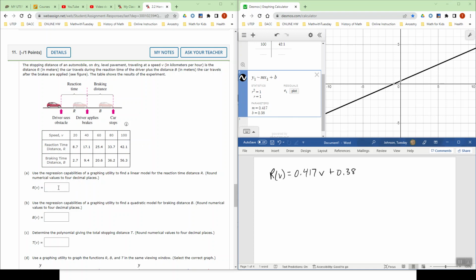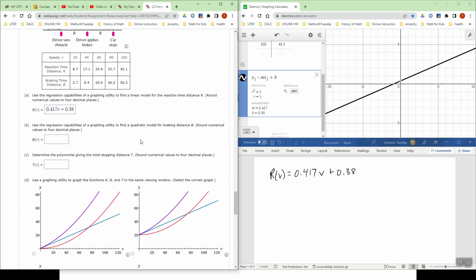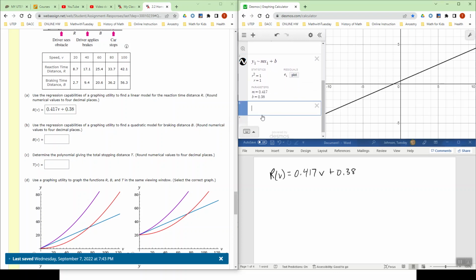All right, so there's that. We'll put this answer here, but I'm not going to type it yet. I know it's boring to watch a video of somebody typing things in, so I try to avoid it, but here we go anyway. Use the regression capabilities of a graphing utility to find a quadratic model for braking distance B.